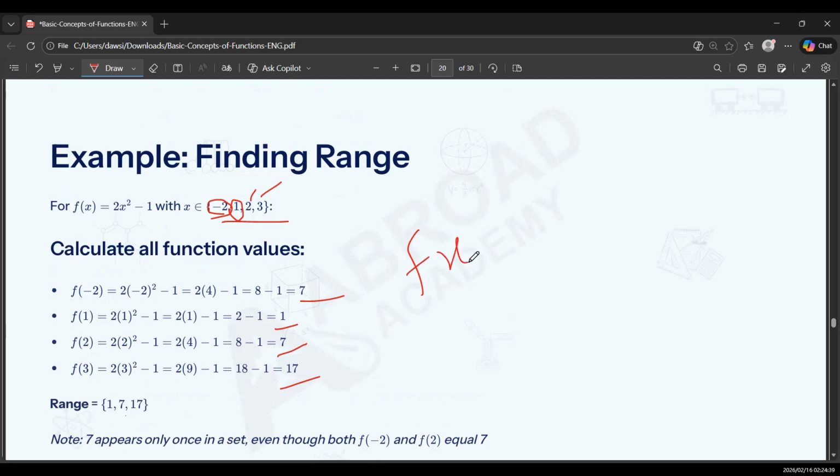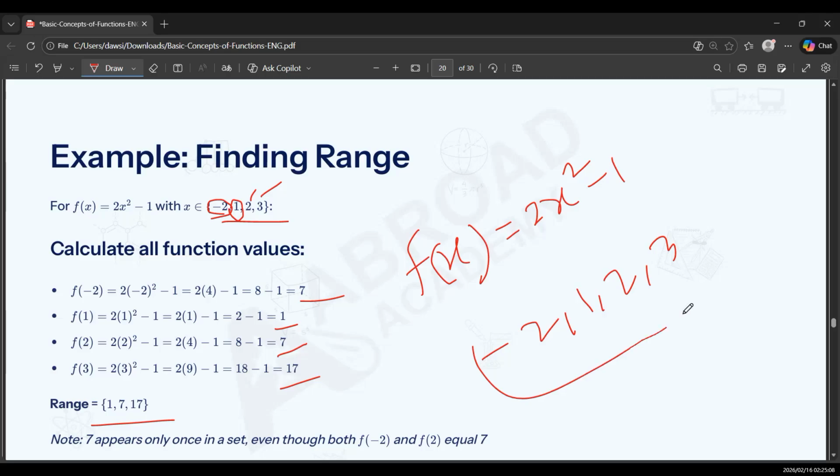So notice here, f of x equals 2x squared minus 1. These are the range. And what will be the domain? These are the domain: minus 2, 1, 2, 3. These all are the domain and these all are the range.